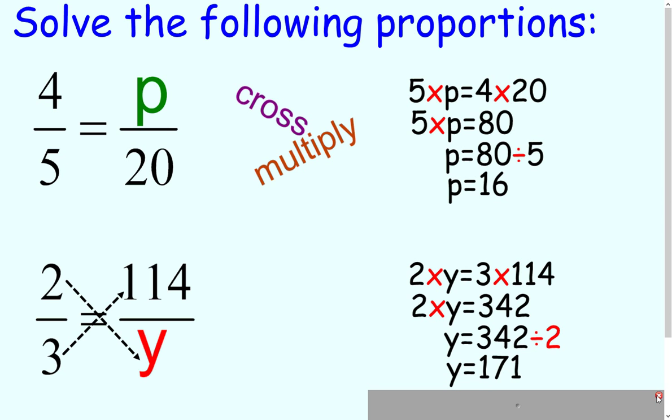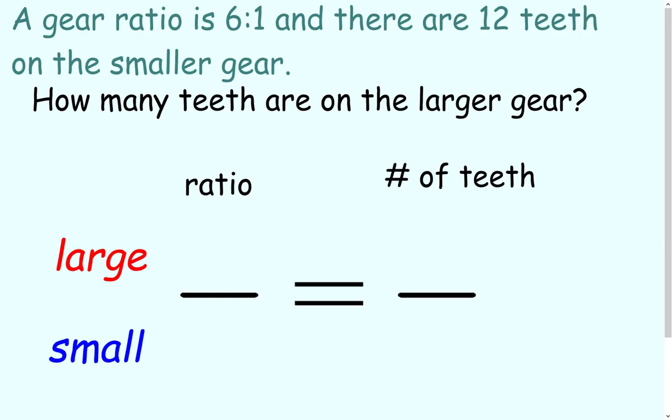And so either method's going to work, but cross multiplying will be something that will always work for you, and it's probably the easiest way to go about finding a missing number, especially if you're working with decimals. Let's look at some other examples of proportion problems.